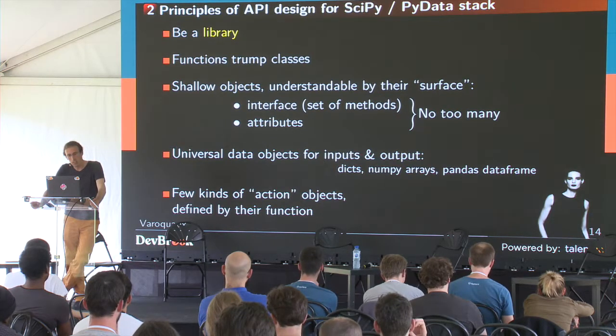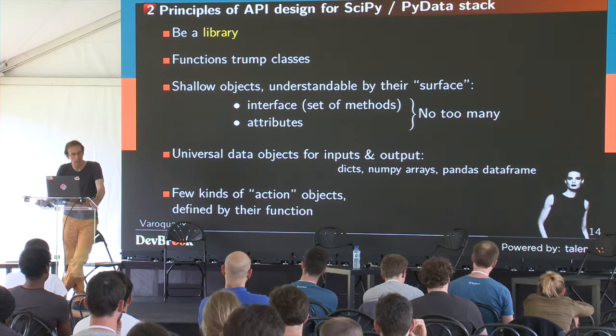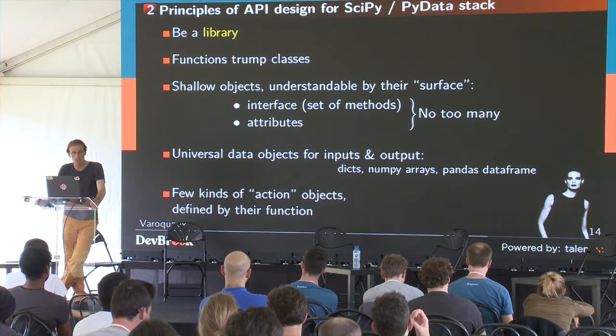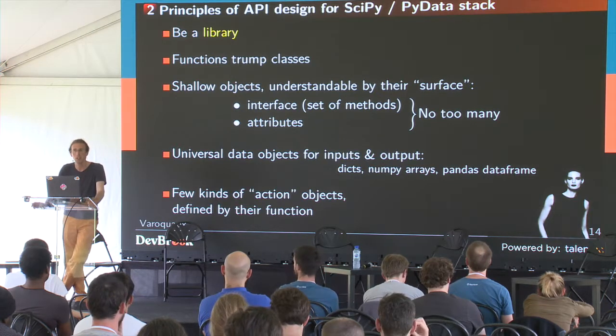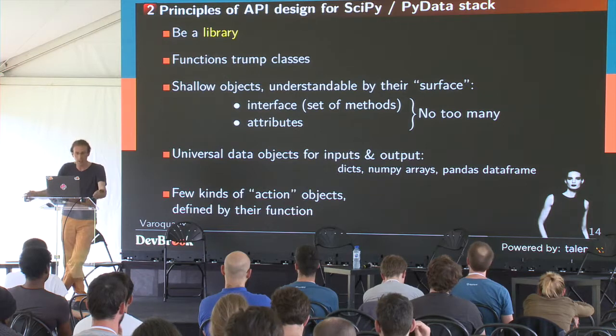Another important point is that all my data should be in universal data objects. So don't create specific data structures for input and output. So these are going to be NumPy arrays, pandas data frames, dictionaries, things that everybody knows.